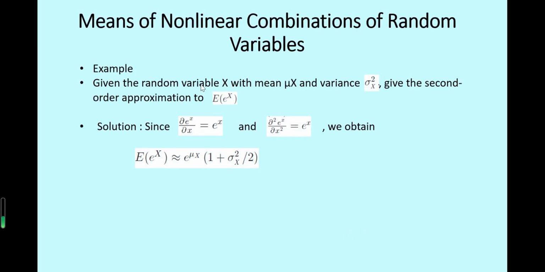Let's take a look at an example. Given the random variable x with mean mu x and variance sigma x squared, give the second order approximation to the mean of the function e to the power x. We'll try to calculate the mean value of e^x. So the solution is, first, e^x is the g(x). We take the derivative of e^x over x, which equals e^x, and the second order derivative also equals e^x. Then we fill in the second order approximation formula and take the expectation. Then we get E(e^x) equals e^(mu x) times 1 plus sigma x squared divided by 2.